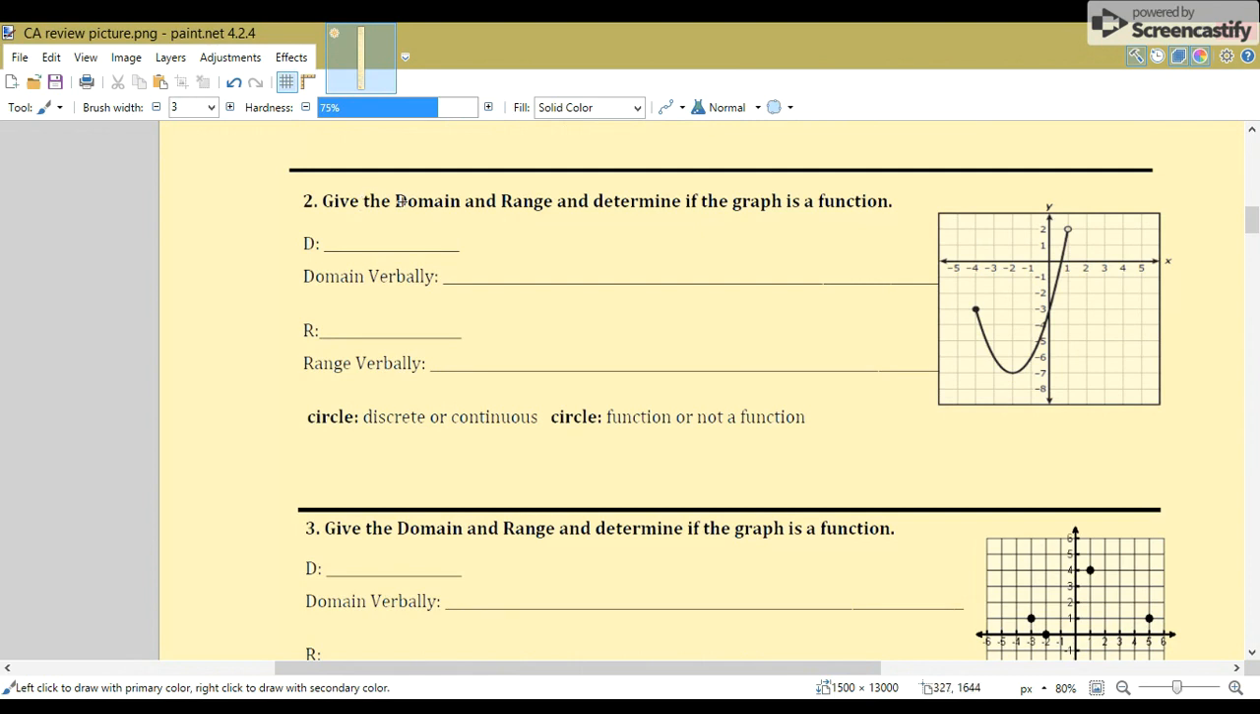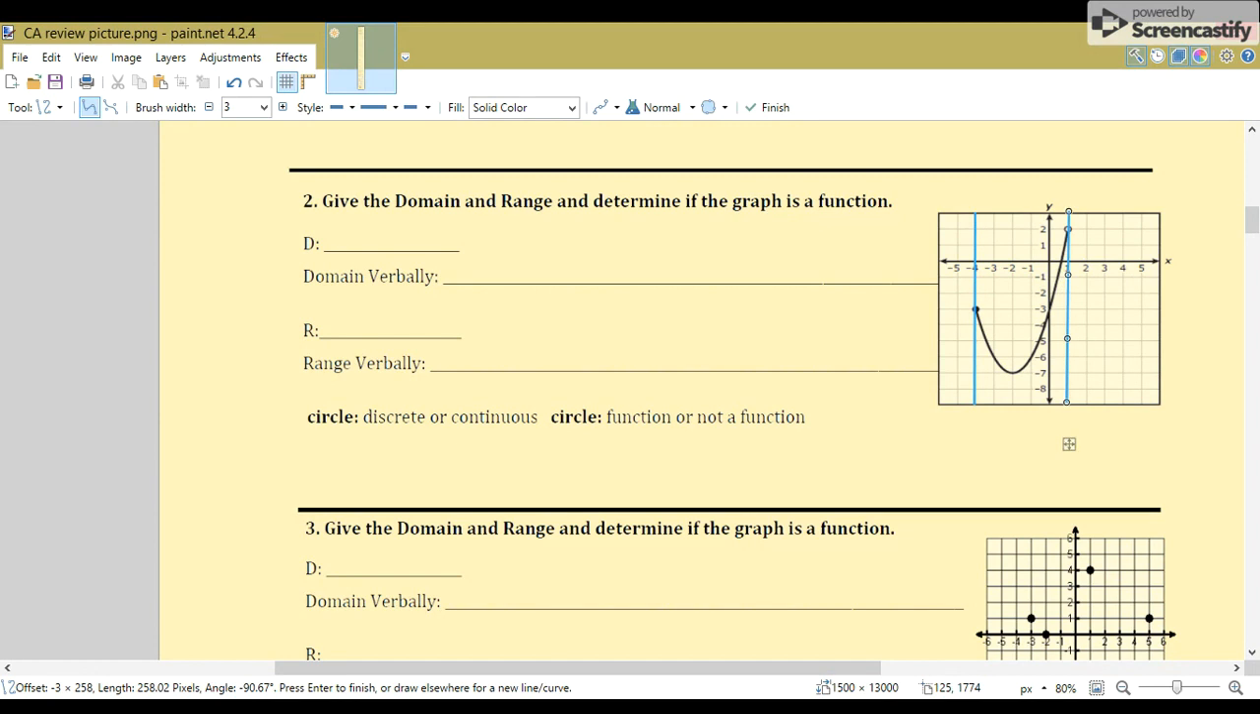Look at number 2. Give the domain and the range and determine if the graph is a function. So first, what we want to do with the domain, I'll go ahead and put that in blue. We want to draw vertical lines on the left side of our graph and on the right side of our graph. Left, right, x. Let's see what passes through those vertical lines. We have this point, which would be -4, -3. And we have this point, 1, 2.